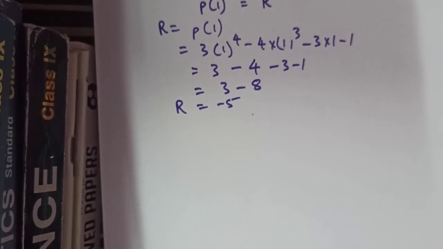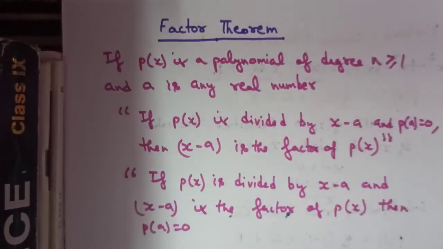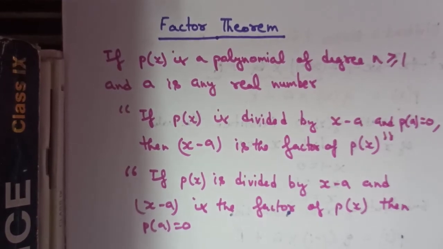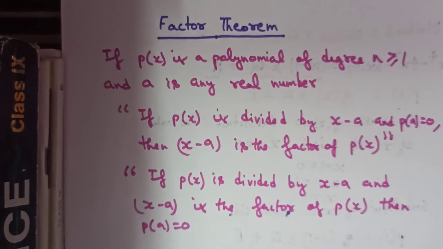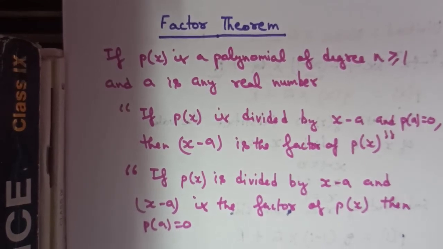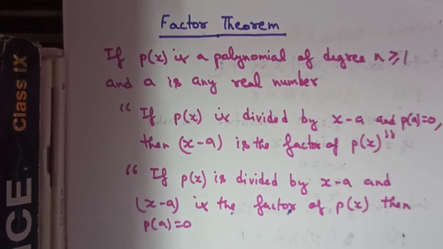Now this remainder theorem is over. Now we will come to the next part, that is the factor theorem. The factor theorem is just an extension of the remainder theorem. If you have understood the remainder theorem, then the factor theorem is very easy. You won't have any confusion or doubt in the factor theorem also.